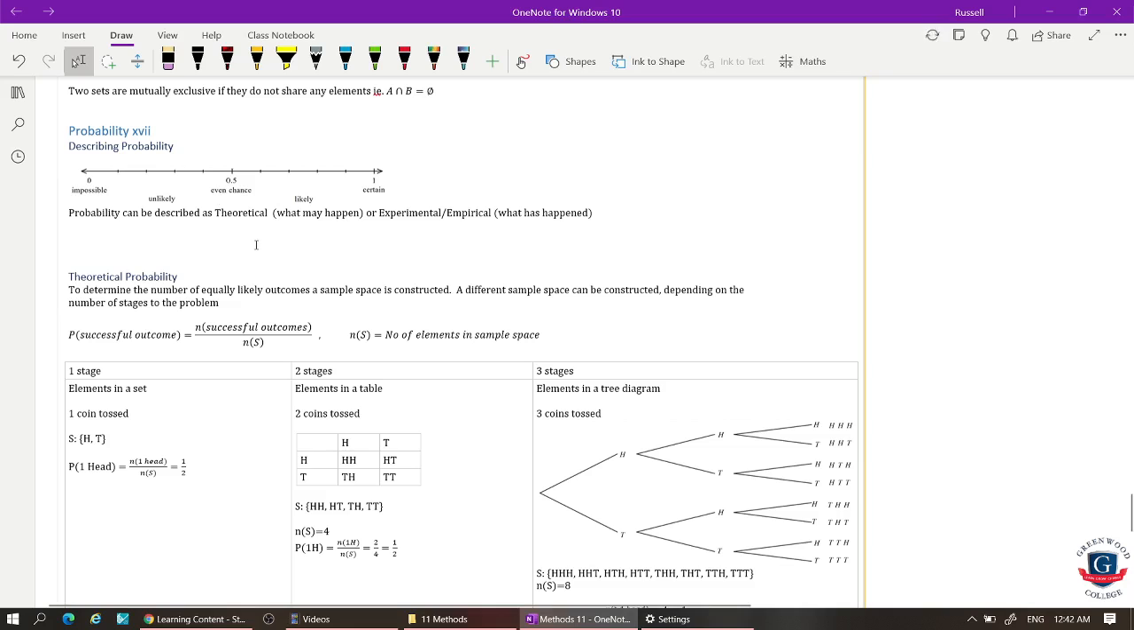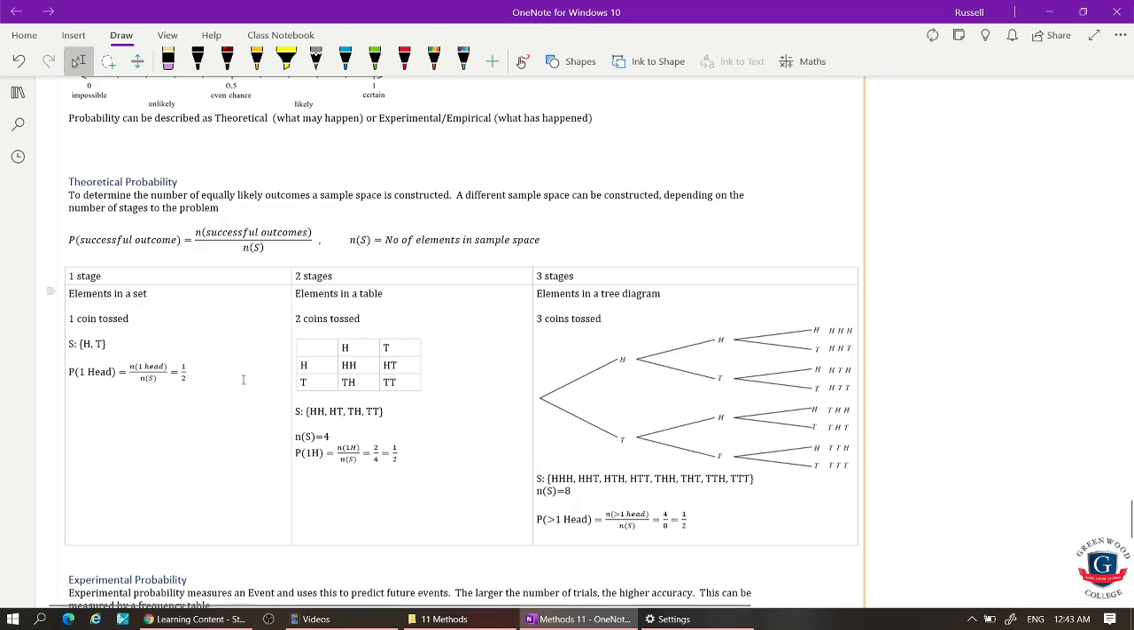We have 2 different types of probability that we're going to examine, or we have examined. Theoretical probability, which is what may happen, and experimental or empirical probability, looking at what has happened and using that to predict what's going to happen in the future. So with theoretical probability, we can find the probability of a successful outcome by taking the number of successful outcomes that exist and dividing them by the total number of items in our sample space.